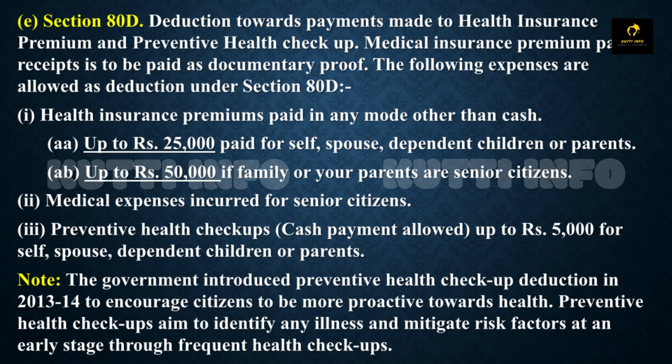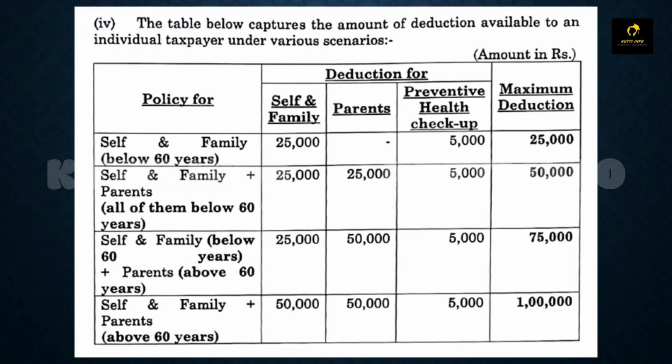Medical expenses incurred for senior citizens. Preventive health checkups: cash payment allowed up to 5,000 rupees for self, spouse, dependent children or parents. The government introduced the preventive health checkup deduction in 2013-14 to encourage citizens to be more proactive towards health. Preventive health checkups aim to identify any illness and mitigate risk factors at an early stage through frequent health checkups. The table below captures the amount of deduction available to an individual taxpayer under various scenarios.